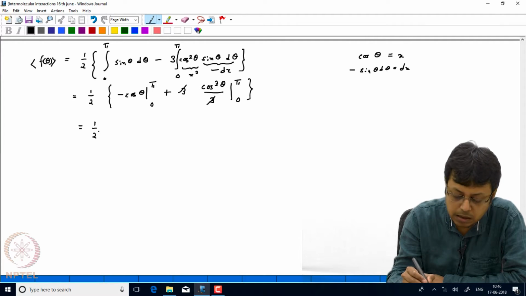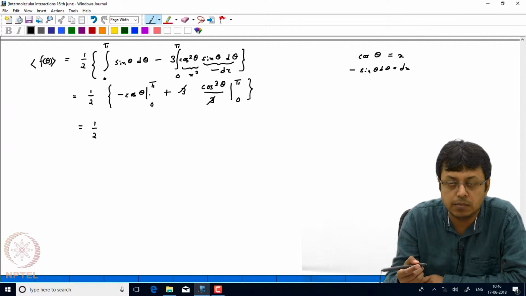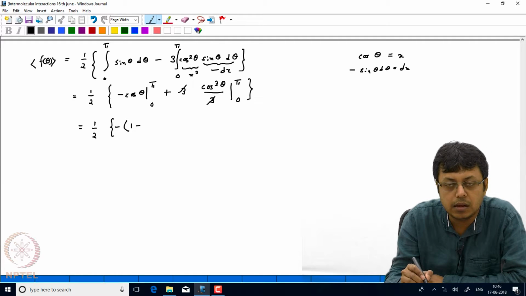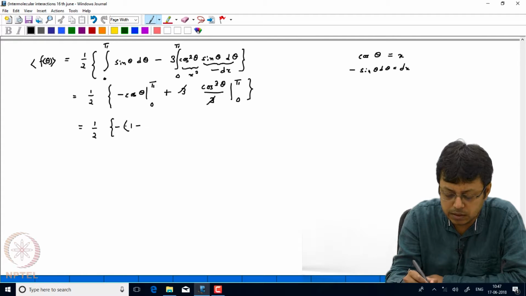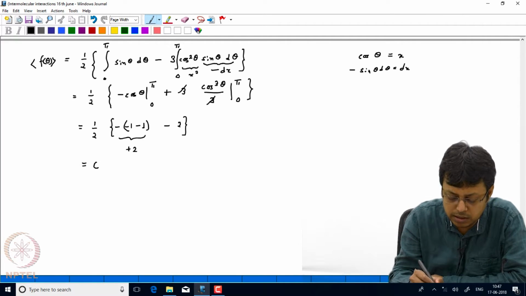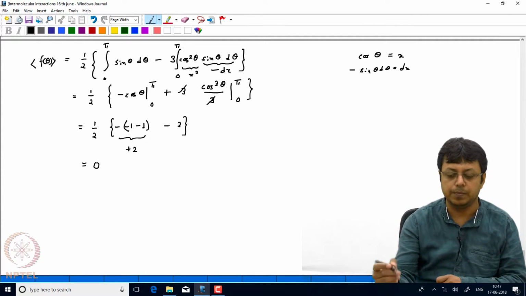Now, if you do this maths, you will find that the first term will basically be plus 2, because cosine pi is minus 1, but minus of cosine pi is 1, and then I will have minus 1 minus, and then the lower limit is basically 0, so I will have 1 here. So, this gives me a plus 2 value, and similarly you can figure out the cosine cubed one. I am just writing the answer. This will give you a minus 2 value. So, overall the orientational average will be 0.